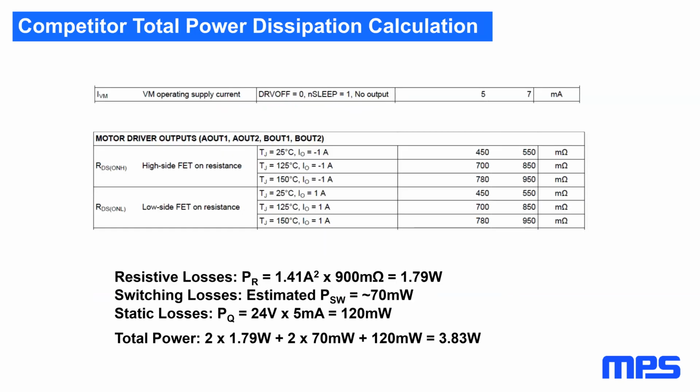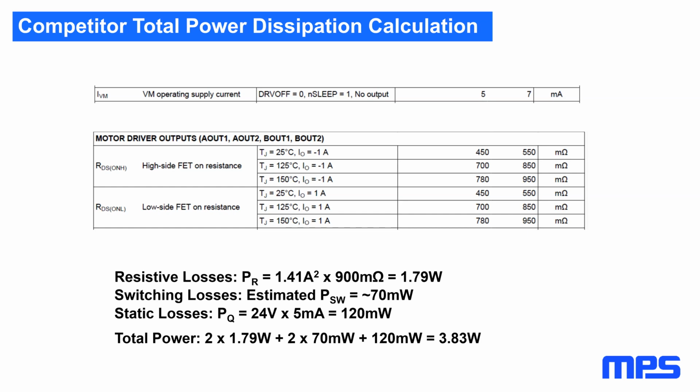So for this competitor part with 2 amps peak current, 25 degrees C, we come up with a total power dissipation of about 3.83 watts. That's more than double the power we dissipated in the MP6500 with the same conditions. Also, I ran this estimate with the same rise-fall times as I did for the MP6500. This competitor part implements slew rate control, which is adjustable and can increase the rise and fall times to as much as 2 microseconds. That'll increase switching losses dramatically, which will raise the power dissipation. You need to consider that trade-off between power dissipation and slew rate, which can have a huge impact on EMI.